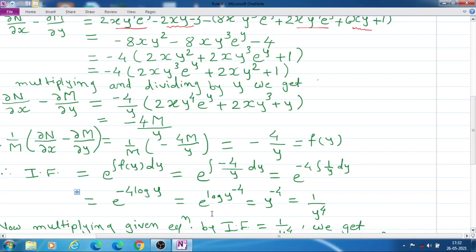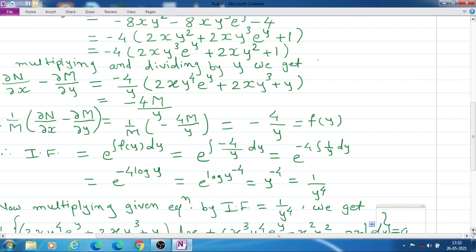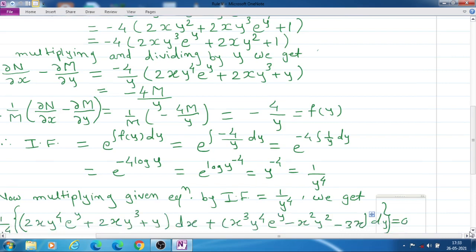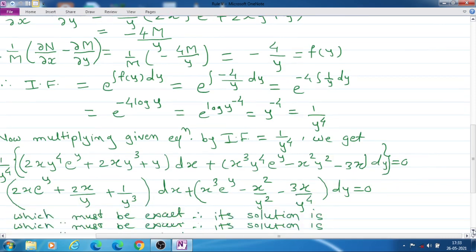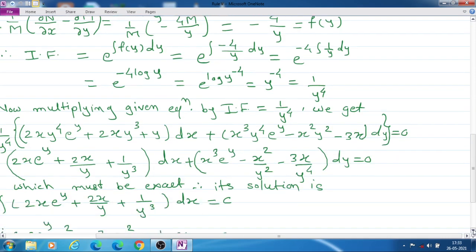This is equal to e raised to, minus 4 will be the power of y, therefore e raised to log y raised to minus 4. This is equal to y raised to minus 4, that is equal to 1 upon y raised to 4. And now we have calculated the integrating factor, and to solve the differential equation we always multiply that equation by the integrating factor. So multiplying the given equation by the integrating factor, that is 1 upon y raised to 4.